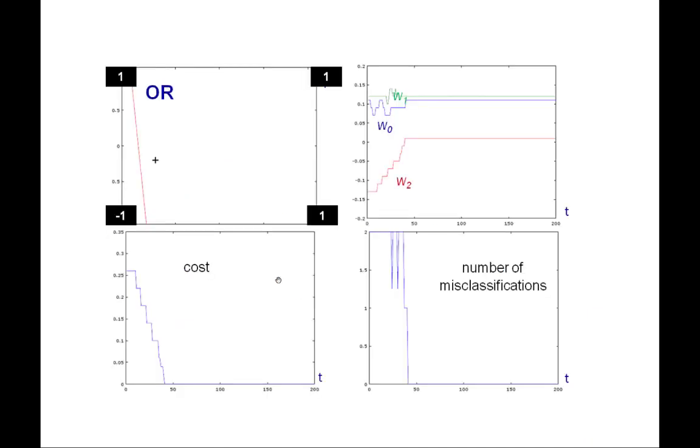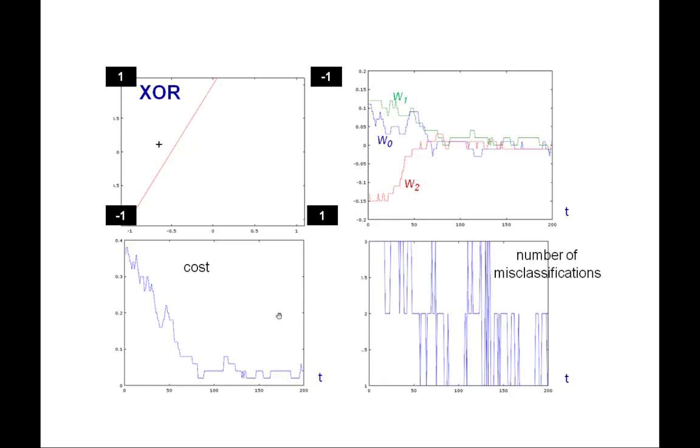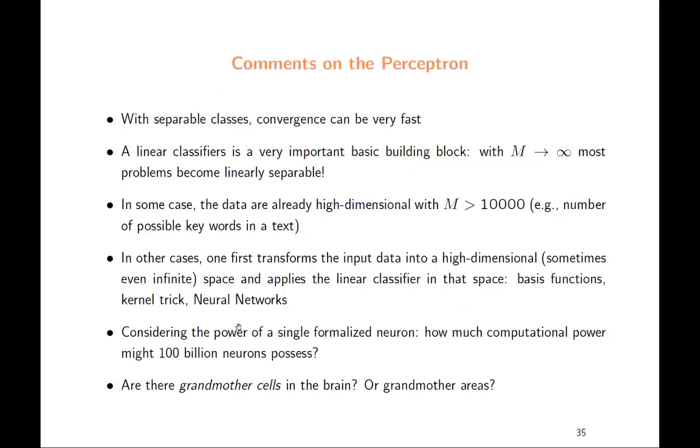We discussed some learning behaviors here. Here you have nice convergence of the cost function, and if you have non-separable problems, then you get this unstable classification performance, and the cost doesn't go to zero.